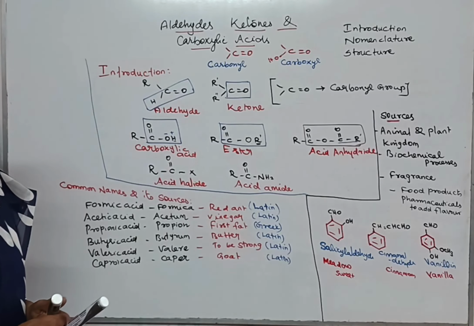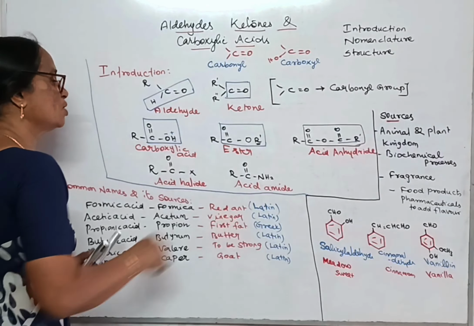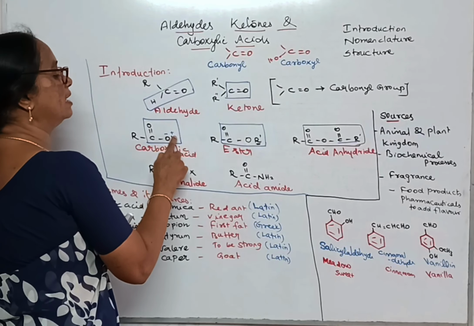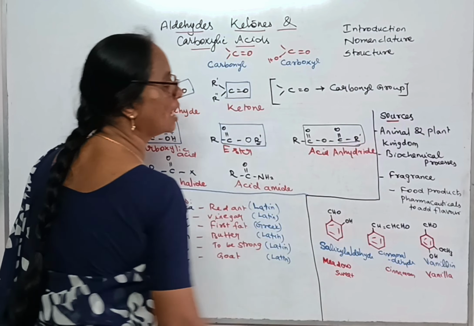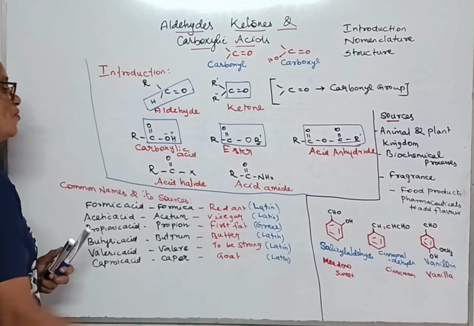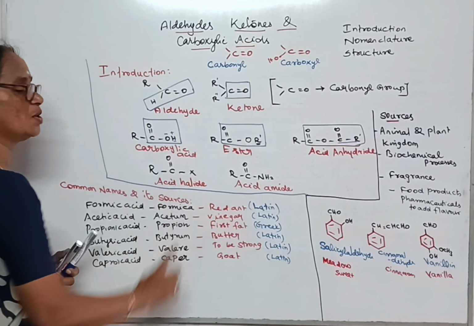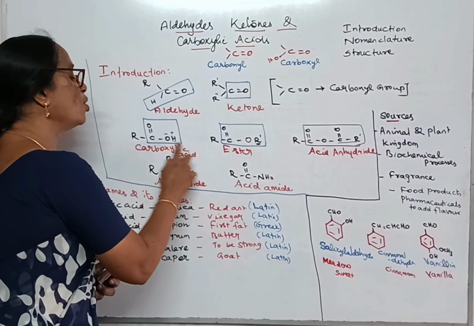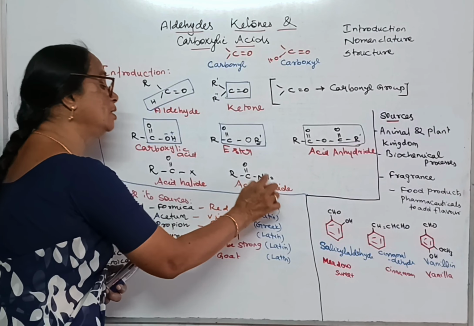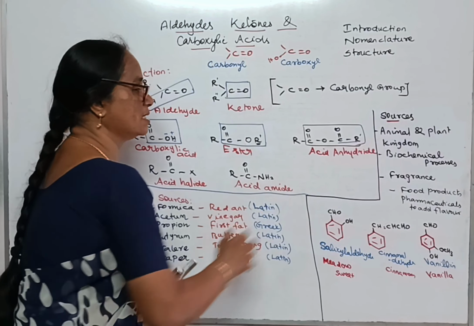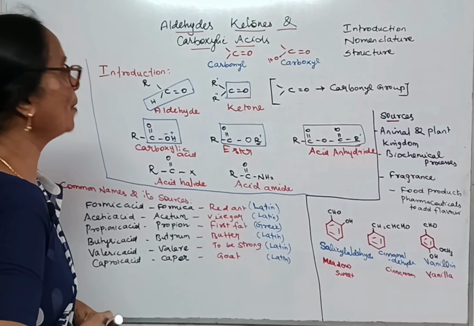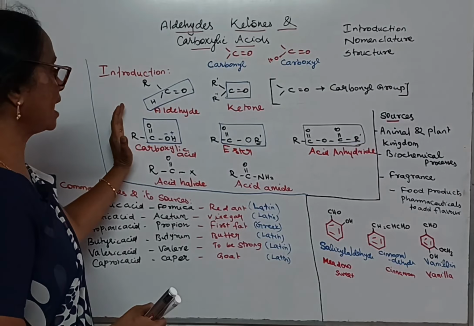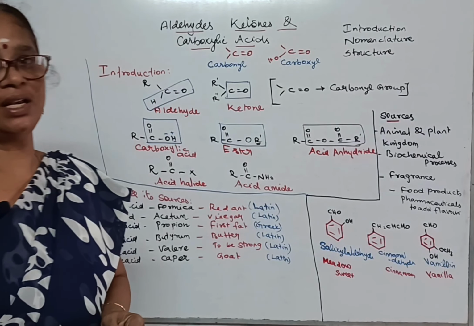Anhydride means no water. So these two derivatives we got by the replacement of hydrogen by either an alkyl group or an acyl group. Suppose the OH group is replaced by a halide, it is said to be acid halide, or the OH is replaced by an amine group, then it is said to be acid amide. So this chapter includes aldehyde, ketone, carboxylic acid and their derivatives.